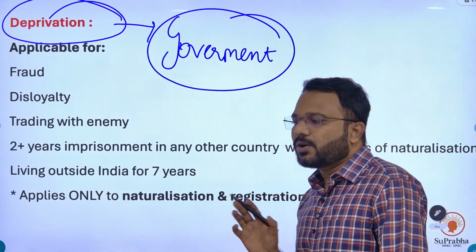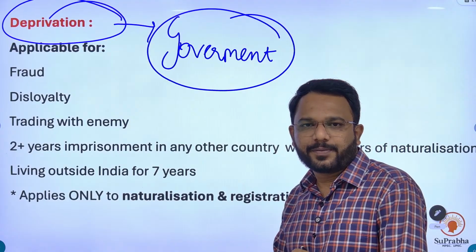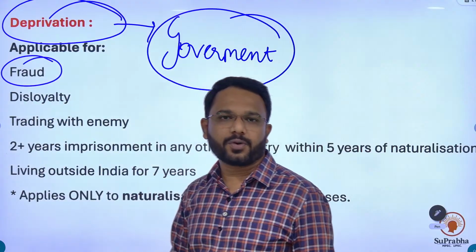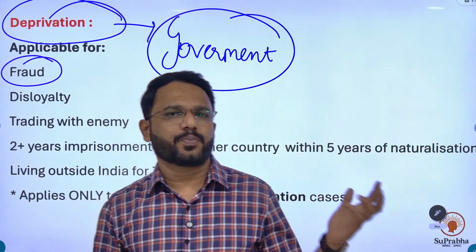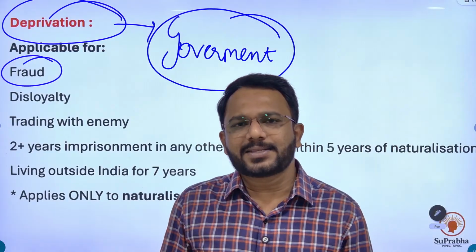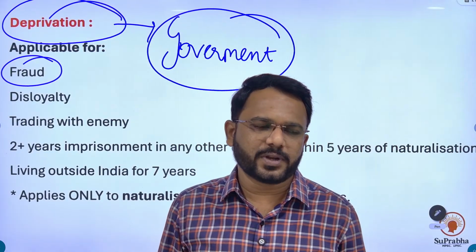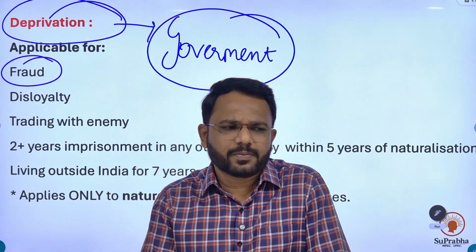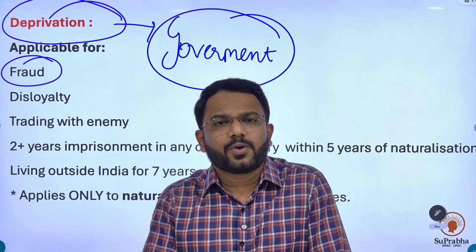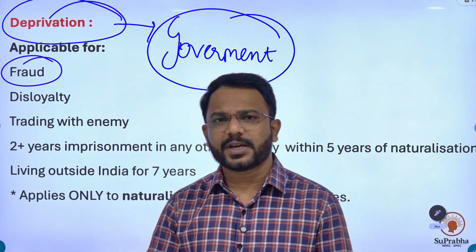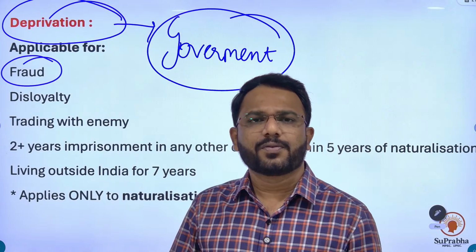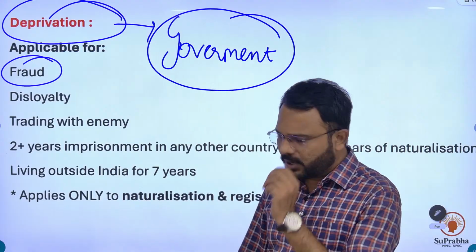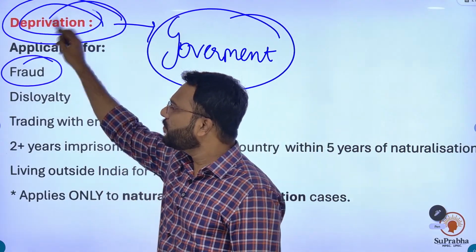So your citizenship might be deprived if the citizenship is acquired by fraud. Like for example, there are provisions that you should reside at least 7 years, 11 years, 15 years and so on. But you have forged fake documents which say that you have resided, but in reality you haven't resided for that much time. So that is a fraud, and in that case your citizenship would be taken away from you.